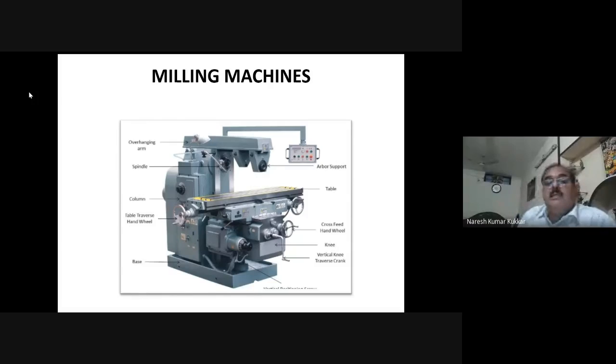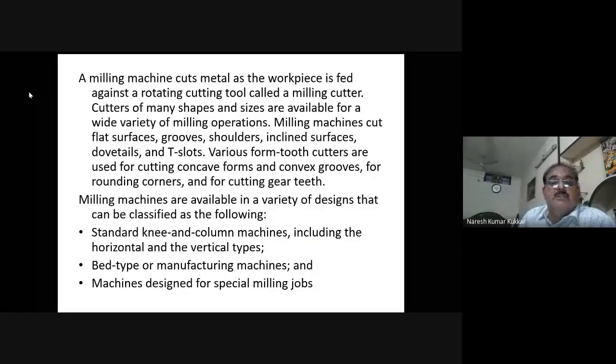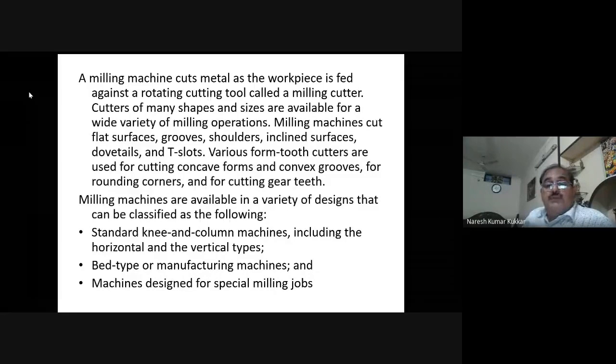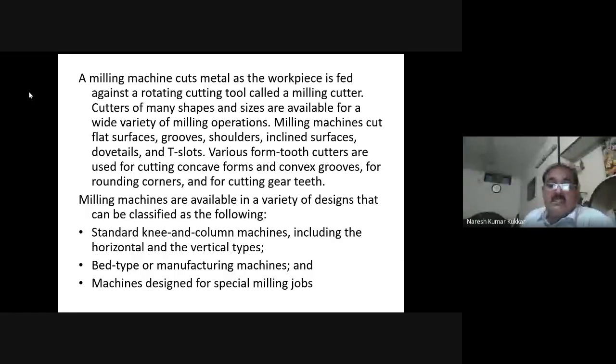A milling machine cuts metal as a workpiece is fed against the rotating cutting tool called the milling cutter. Cutters of many shapes and sizes are available for a wide variety of milling operations. Milling machines cut flat surfaces, grooves, shoulders, inclined surfaces, dovetails, and T-slots. Various form tooth cutters are used for cutting concave and convex grooves, for rounding corners and cutting gear teeth.